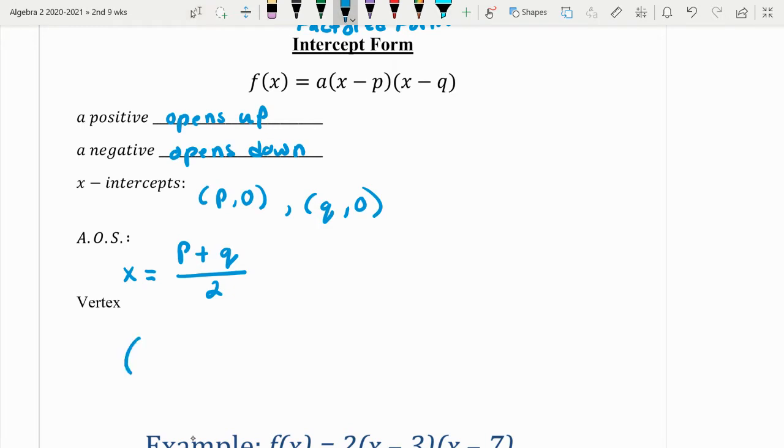All right, so to compute the vertex, you're going to use this formula to get the x value. Here's a coordinate: your x coordinate will be p plus q over 2. Then for your y coordinate, you take that number for your x and plug it into your equation and get your y. So basically your y coordinate is your f of x. You'll see examples of what we're going to do in just a moment.